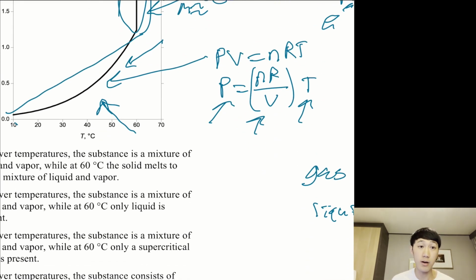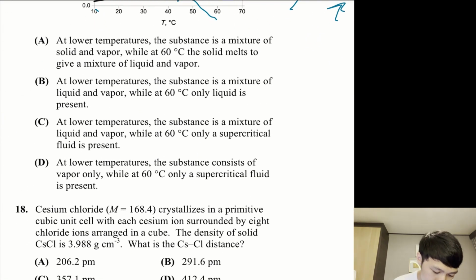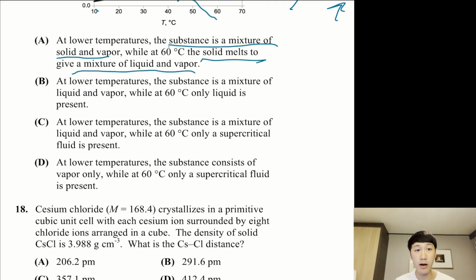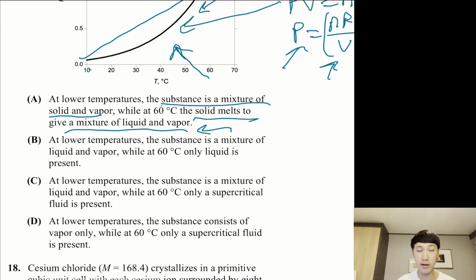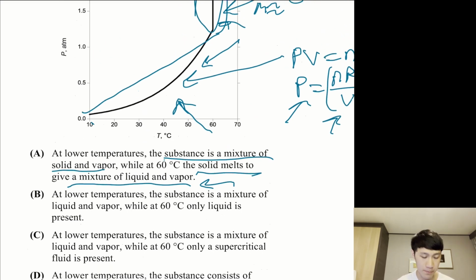So now that we understand what's going on in this reaction vessel, let's look at the answer choices. Option A, at lower temperatures, the substance is a mixture of solid and vapor, while at 60 degrees, the solid melts to give a mixture of liquid and vapor. We know that there can't be vapor present in the final part of the graph at 60 degrees Celsius, because then it would still be relatively compressible and we wouldn't have this large shooting up going on right here.